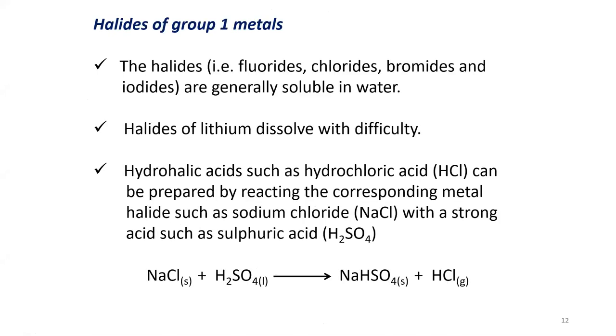Now, group one halides. Your group one elements can also react with halogens, and that leads to the formation of halides. The halogens are fluorine, chlorine, bromine, and iodine. When they react with these halogens, that is when they form halides. So they can form fluorides, chlorides, bromides, and iodides, and they are usually soluble in water.